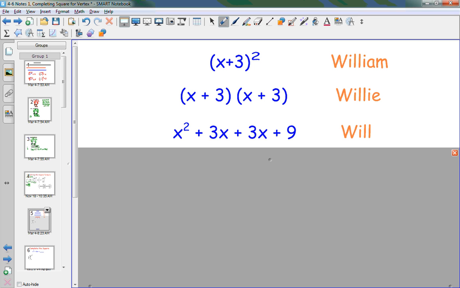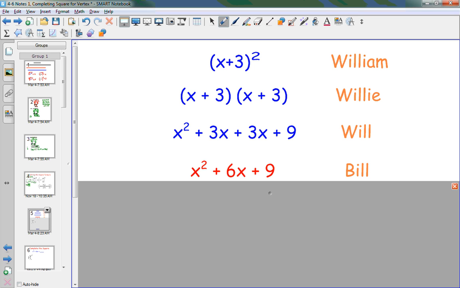Well, now what's your gut telling you to do? Put your like terms together, to combine your like terms to give you the 6x, to give you the x squared plus 6x plus 9. That is going to be your build. What you need to understand is that I need to go from the x plus 3 quantity squared automatically down to the x squared plus 6x plus 9 and vice versa. Your brain needs to go back and forth between those two quantities seamlessly. Okay?